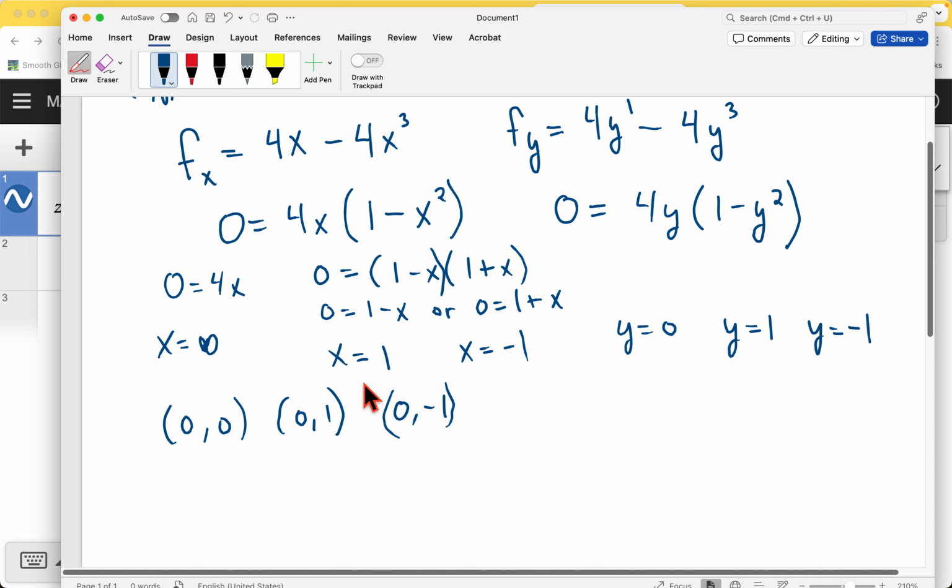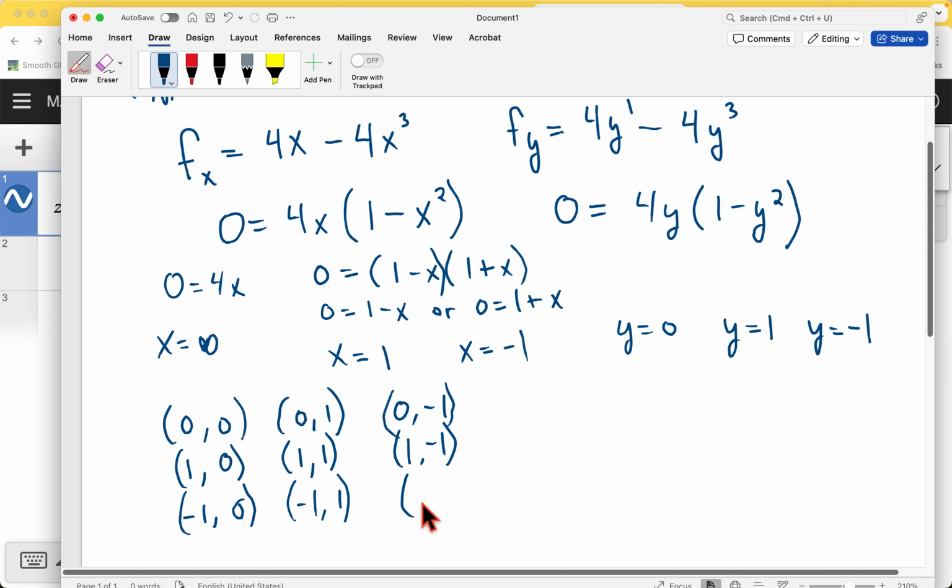We do the same thing with x, and notice we're going to get the same thing. So if x is 1, we will get a critical point as long as y is 0, or if y is 1, or if y is negative 1. And then if x is negative 1, do the same thing. We combine it. Y is 0, y is 1, or y is negative 1. So these are our critical points, and notice we have 9 of them.